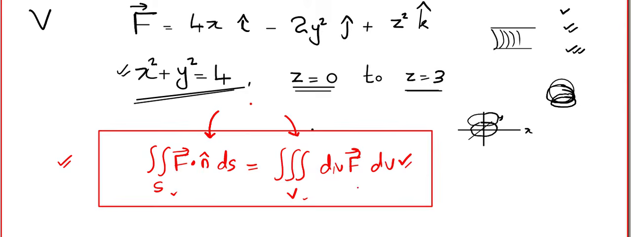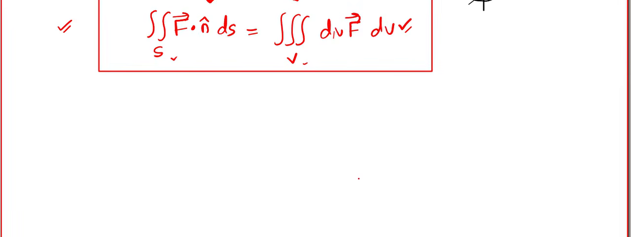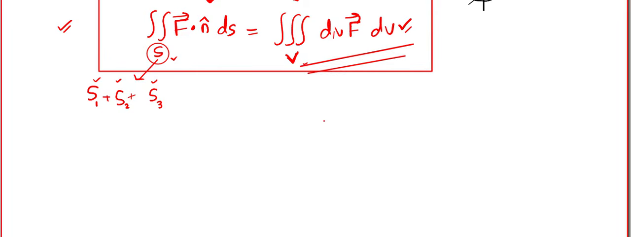I'm going to evaluate the right hand side first. Remember, surface 1 means the top green circle, surface 2 means the curved blue surface, and surface 3 means the red circle at the bottom. So we have to evaluate three surface integrals on one side, and one volume integral on the other. Okay, let's stick to the right hand side.